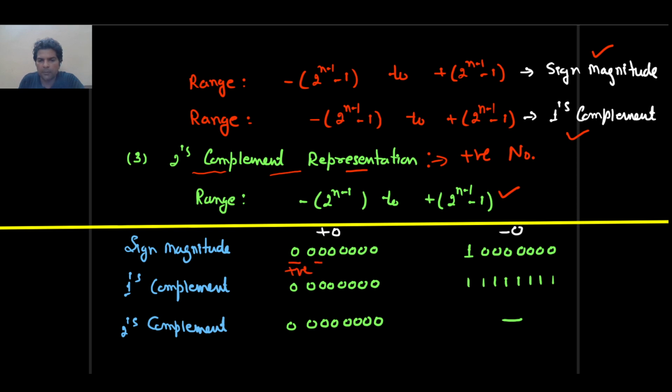positive and the remaining bits are all 0. What about minus 0? This is the minus 0. Why minus 0? Because this MSB is negative, representing the negative sign, and the rest is 0. So that's why it's a minus 0. In one's complement, a positive number is represented the same way as in sign magnitude. So this is the plus 0.